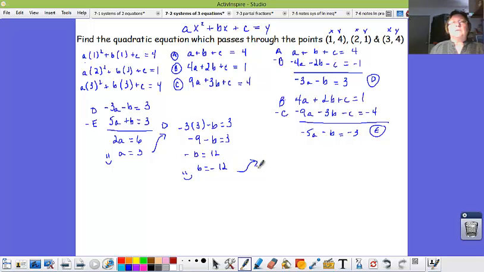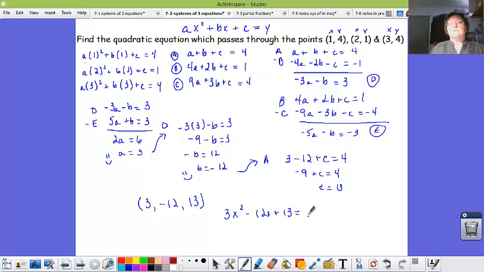I'm going to now put those 2 back into my a equation, the easiest one to use, because that's the one that says a plus b plus c has to equal 4. That's negative 9 plus c equals 4, and c would equal 13, and there you have it. The coefficients for a quadratic that contain those 3 points are 3, negative 12, and 13. That quadratic would give us 3x squared minus 12x plus 13 equals y, or 0 if we were going to solve it.